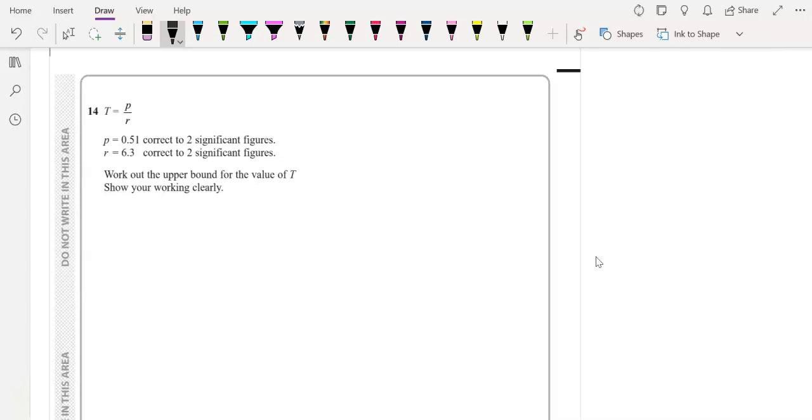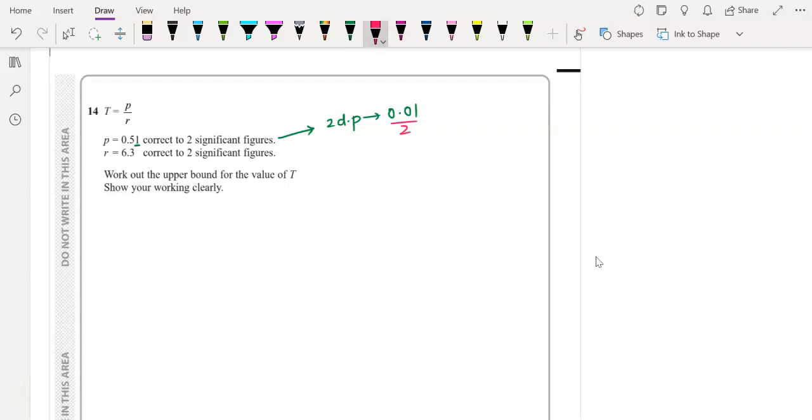t equal to p over r. p is 0.51, correct to two significant figures. r is 6.3, correct to two significant figures. Work out the upper bound for the value of t. So before we work out the value of t, first we need to work out the upper bound and lower bound for both p and r. Now it says two significant figures. When you look at the number, the second significant figure is 1, which is the second decimal place. So here basically we are rounding to 2 dp, which is 0.01.